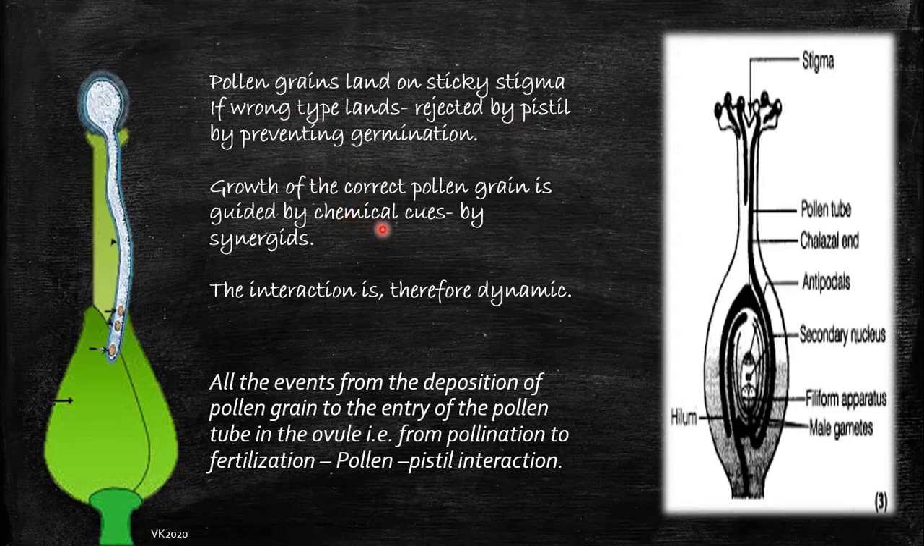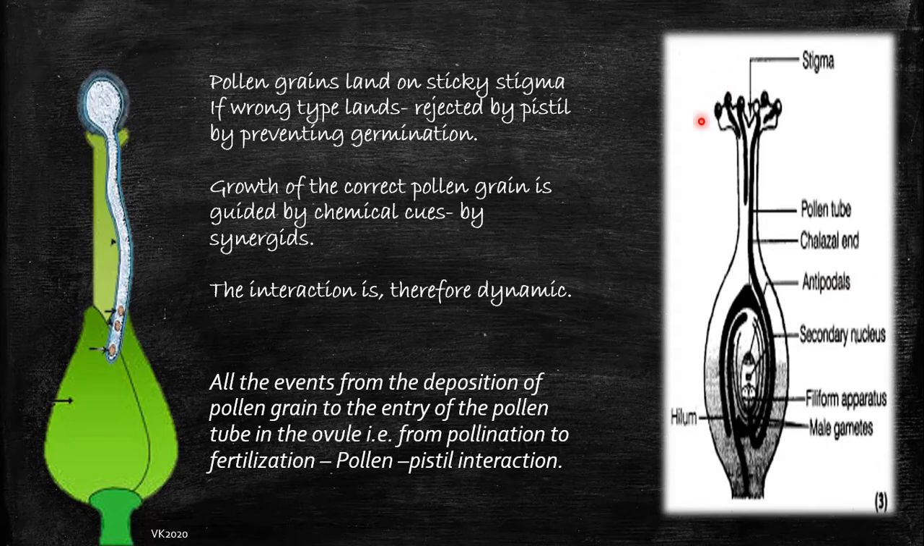Growth of the correct pollen grain is guided by chemical cues which are sent by the synergids, which are present on the micropylar end. The interaction is therefore dynamic because there is a lot of action going on here. So all the events from the deposition of the pollen grain to the entry of the pollen tube in the ovule, that is from pollination to fertilization, is known as pollen-pistil interaction.